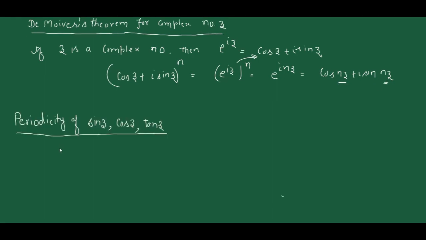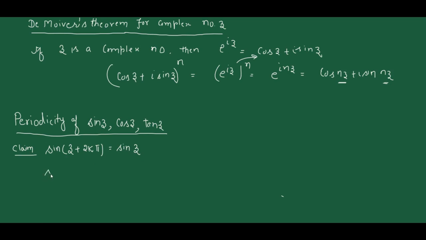So students, now we move to our next topic of the day, periodicity of sin z, cos z and tangent z. First we prove that sin z is a periodic function of period 2k pi. It means if we add 2k pi to z, then we again get the same value. So this is our claim. It means the sine z is a periodic function of period 2k pi.